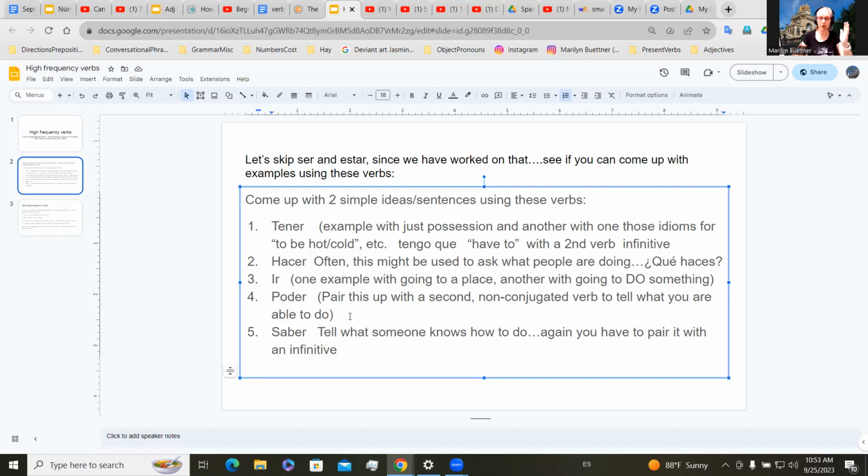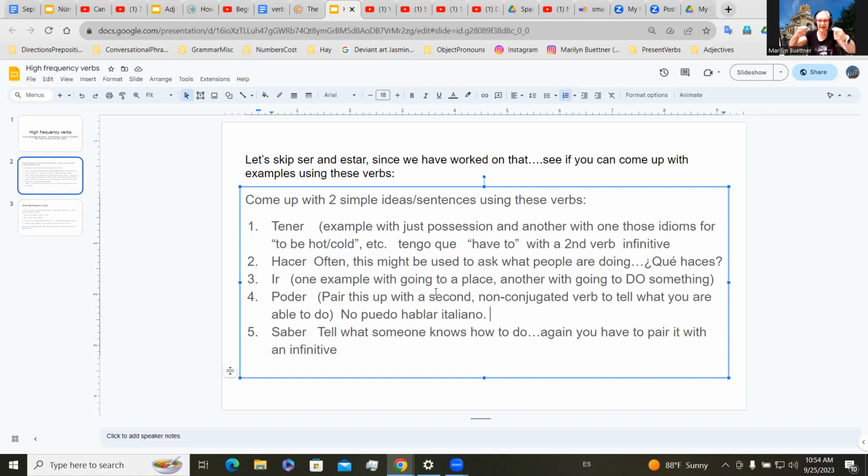Poder, like ir, we pair it up with another verb most of the time. We have to pair it up with a second verb to tell what you're able to do, or what you're not able to do. Por ejemplo, no puedo hablar italiano. No puedo entender italiano. ¿Ok? ¿Vale? Sí.